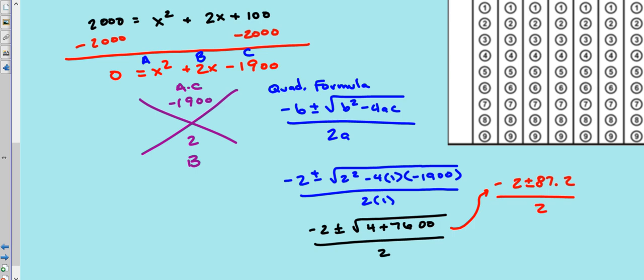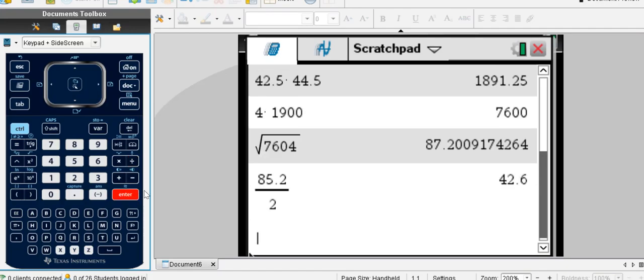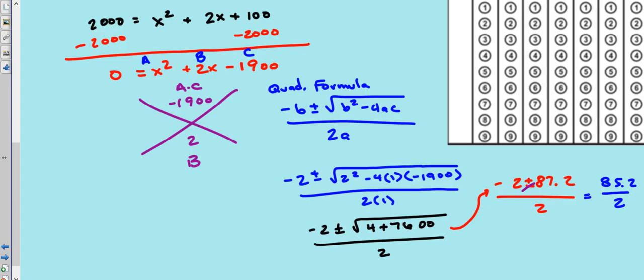all over 2. Now we have to be going a positive speed, so we're going to add the 87.2. The negative would become an extraneous answer, so I'm going to take that away. So it looks like it's going to be 85.2 divided by 2. And so let's see here, 85.2 divided by 2 means our answer is 42.6. Now let's check with the calculator and make sure we get 42.6.